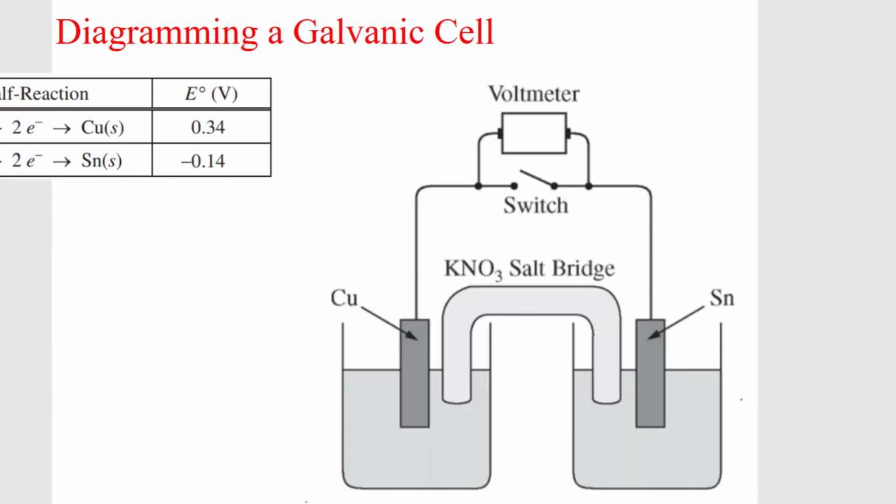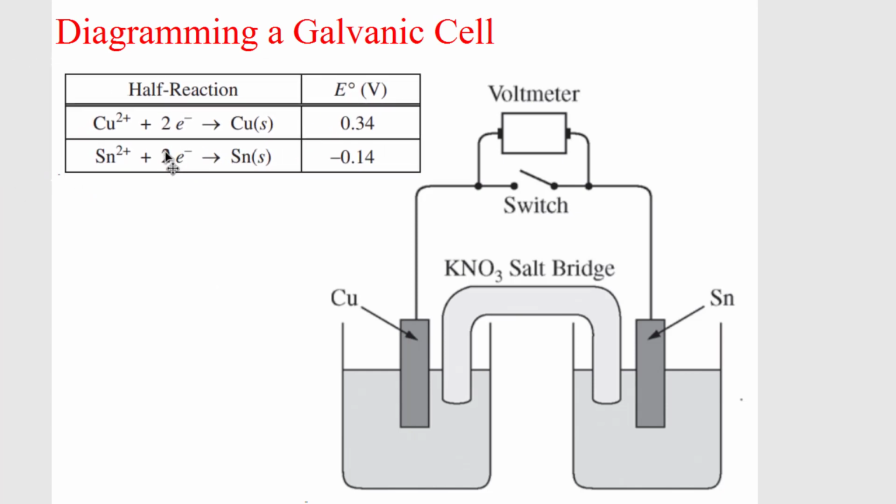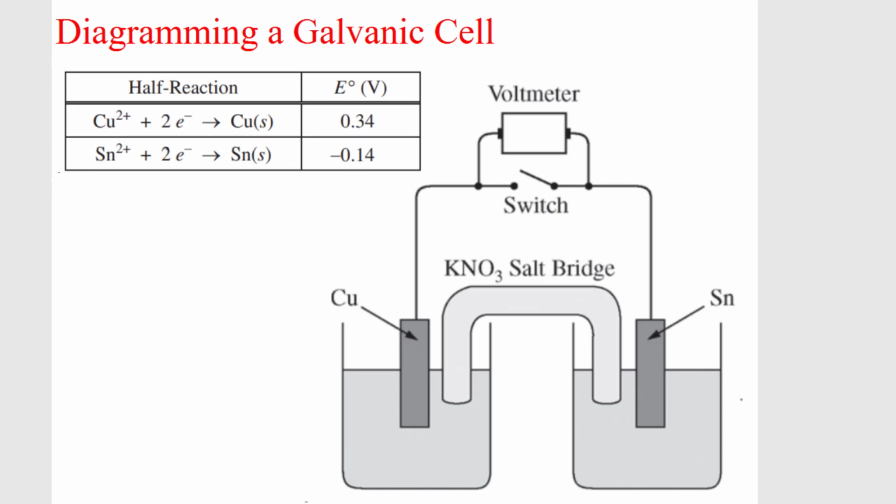So let's take a look at this in terms of diagramming an entire reaction. I'm going to move this a little bit this way, that way we can all see this. And let's take a look at which reaction. Now, we want a favorable reaction. So which reaction are we going to flip? Are we going to flip the copper reaction or the tin reaction? We're going to flip the tin reaction, aren't we?